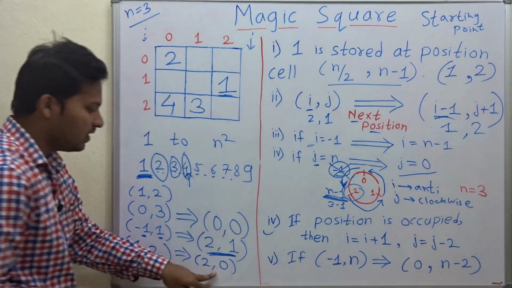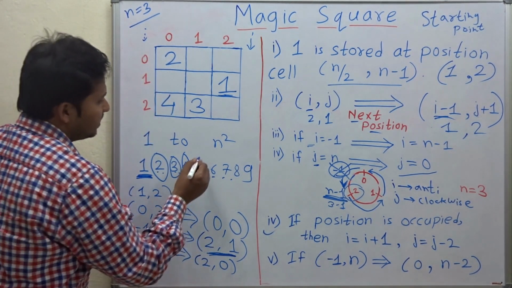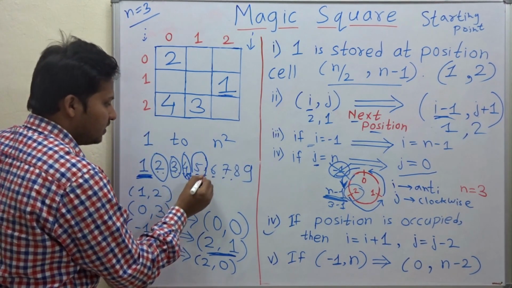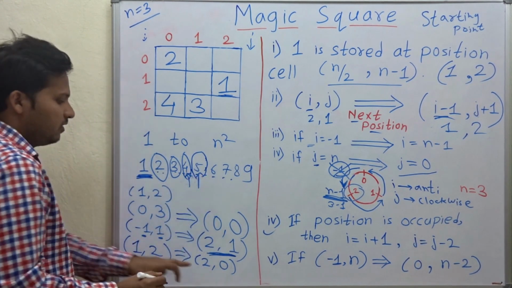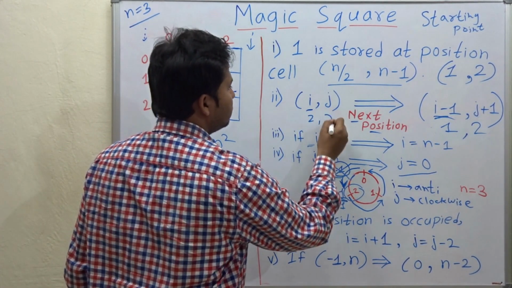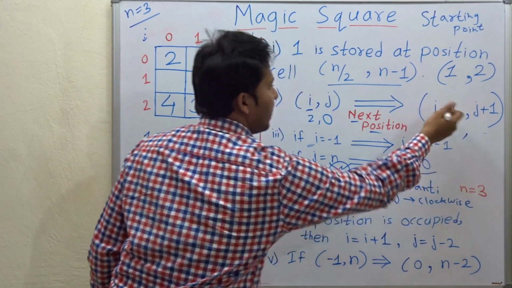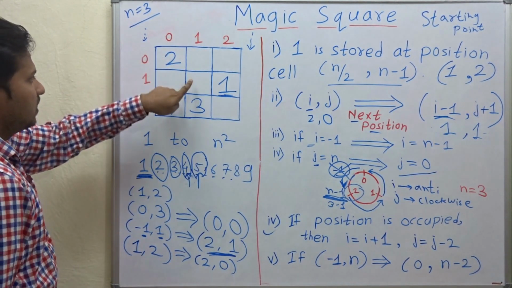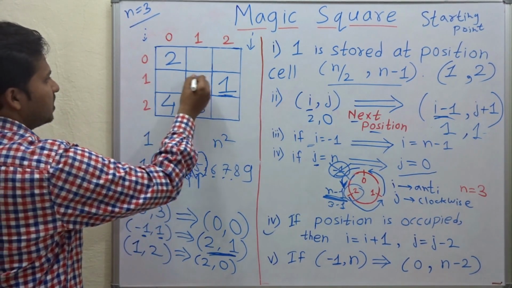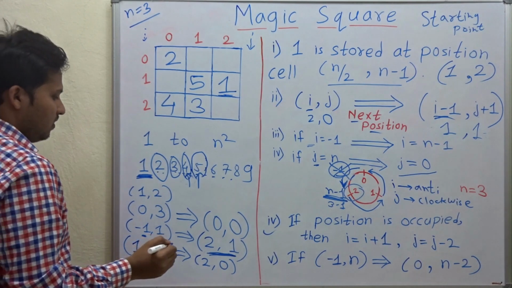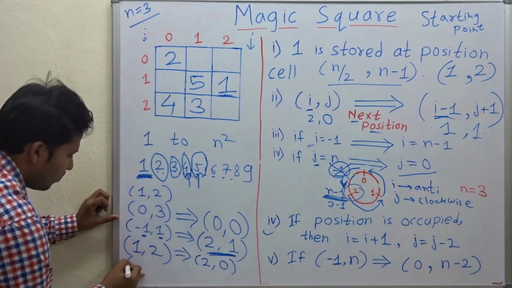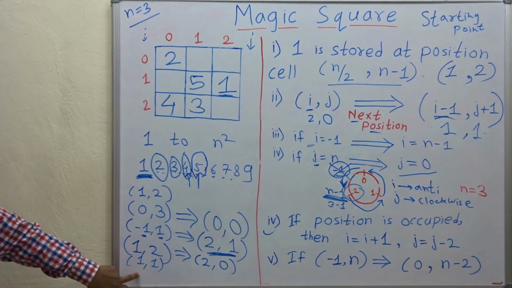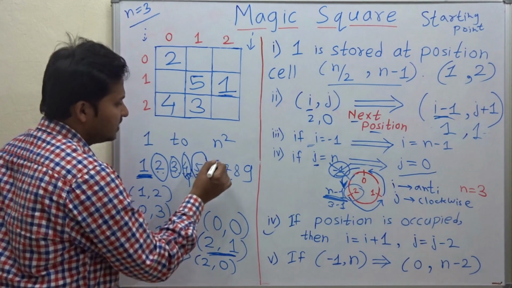Now let's go ahead. 2, 0 is the current position, and now you have to keep 5 at the next position. So where should we keep 5? See, 2, 0 is the current one. So 2 minus 1 is 1, 0 plus 1 is 1. So 1, 1 is the next position. Okay, so we keep 5 there. Now let's go ahead for element 6.